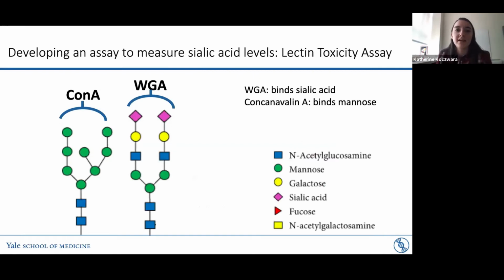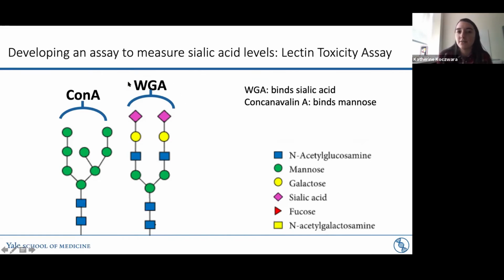So the second assay that I'm looking to develop is a lectin toxicity assay. If you happened to catch Dr. Crow's talk, you've heard a lot about lectins and how she's using them as biomarkers. But as a brief refresher, the way lectins work is they bind to sugar chains on the cell surface. As I mentioned before, sialic acid, shown in this pink diamond, is added at the very end of sugar chains on the cell surface, and the lectins bind to these sugar chains.